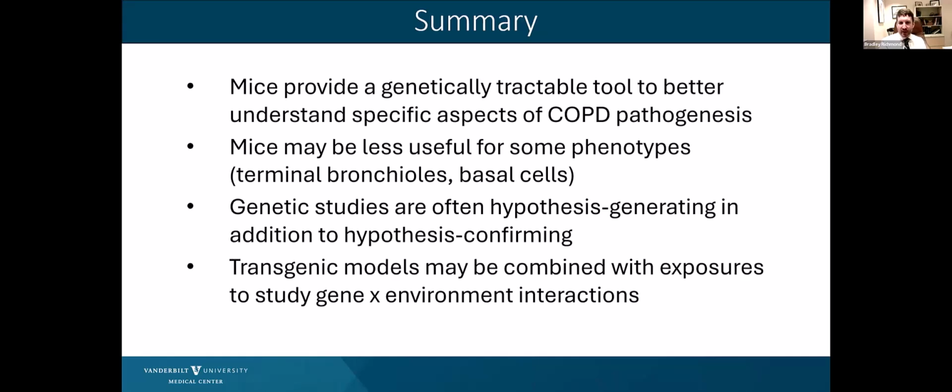So in summary, mice provide a genetically tractable tool to better understand very specific and targeted questions related to COPD. They may not be as useful for some phenotypes. I'm thinking particularly about phenotypes related to terminal bronchioles, which mice don't have, or basal cells, which mice lack except in the trachea and upper divisions of the main stem bronchi. Genetic studies are fun because they're often hypothesis generating in addition to hypothesis confirming. And remember that transgenic models are easily combined with exposures to study gene by environment interactions, which of course are so important in COPD. Thank you.